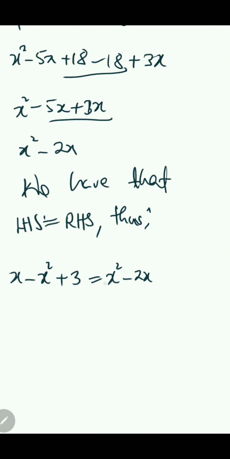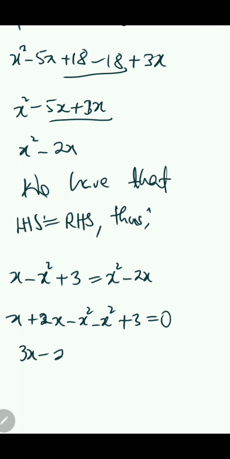Now I'm going to take everything on the right to the left hand side. This will give me x. When the negative 2x goes to the left it becomes a positive 2x, then I have negative x squared, since the positive x squared becomes a negative x squared on the left. Then I add what is remaining, which is a positive 3, equal to 0. So this is x plus 2x, 3x, minus 2x squared, then plus 3, which equals 0.